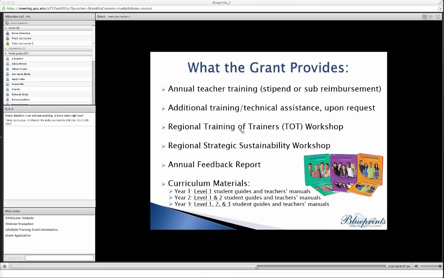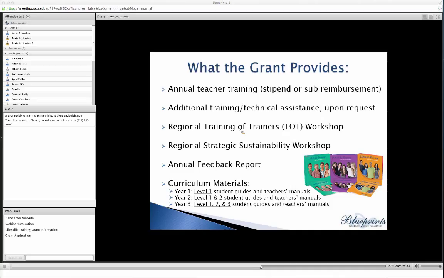We have a regional 2-day training of trainers workshop so that someone from the district can be certified to train any new teachers in the program. So after the grant ends, it's an opportunity or a way to support sustainability. In addition to that, we have a 1-day regional sustainability workshop. Each year of the grant, our sites receive a feedback report detailing successes achieved and opportunities for improvement.